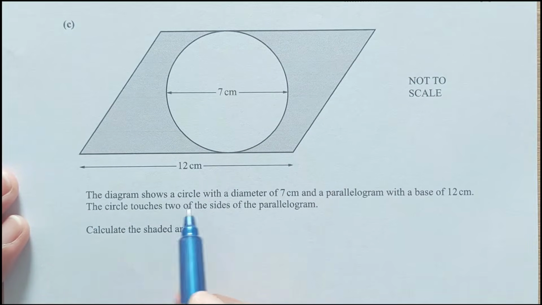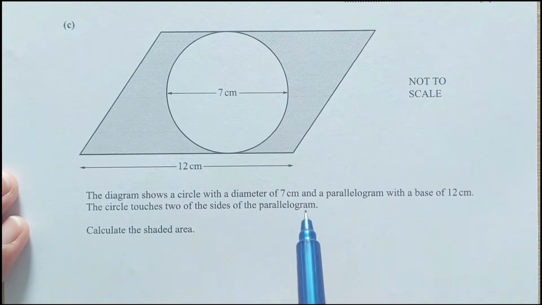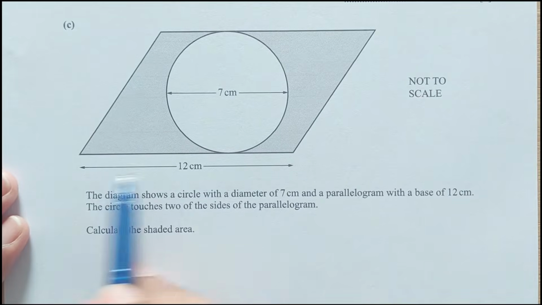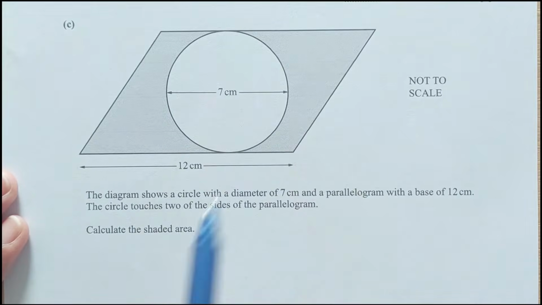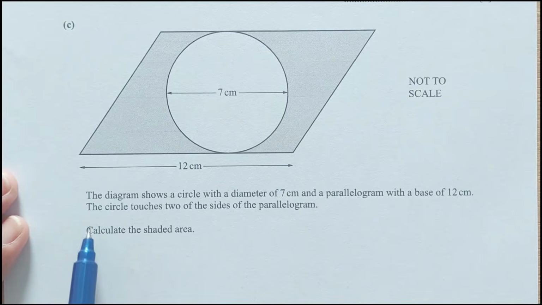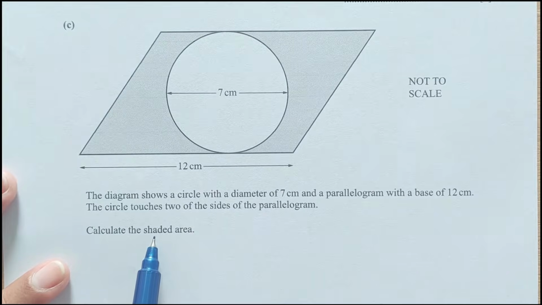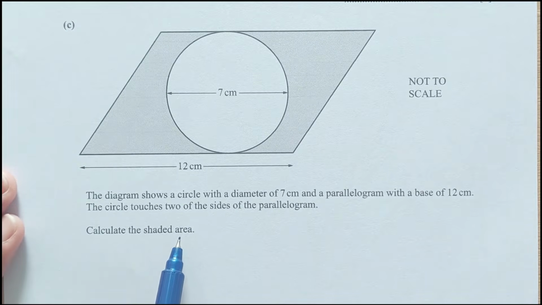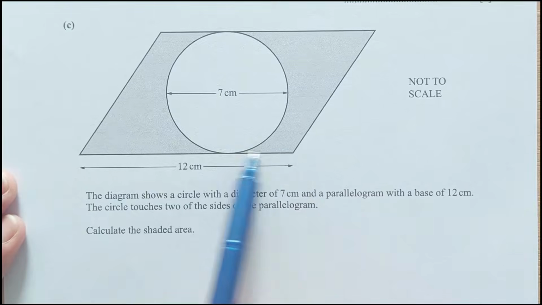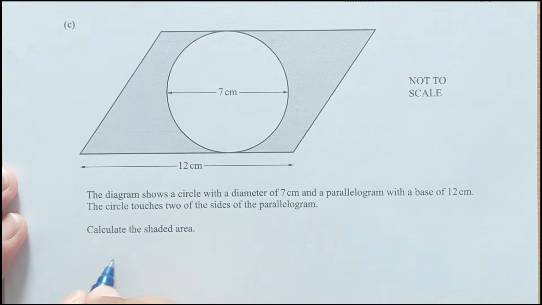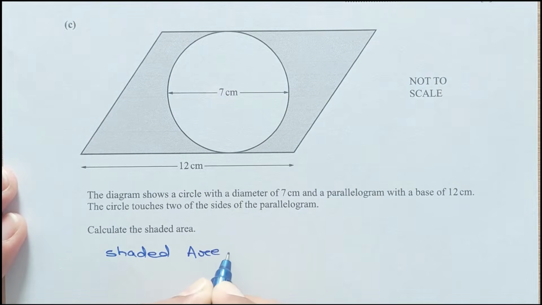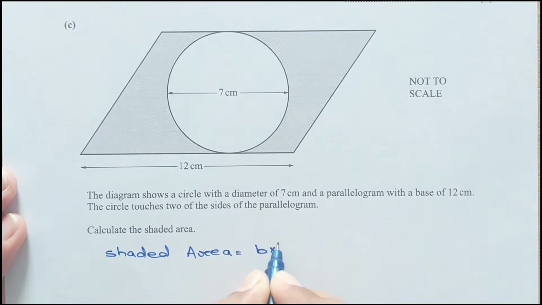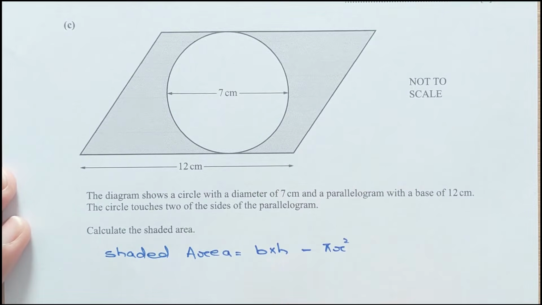Part C. The diagram shows a circle with a diameter of 7 centimeters and a parallelogram with a base of 12 centimeters. The circle touches two of the sides of the parallelogram, this side and this side. We need to calculate the shaded area. The shaded area is the area of the parallelogram minus the area of the circle. The area of a parallelogram is base times height, minus the area of a circle, pi r squared.